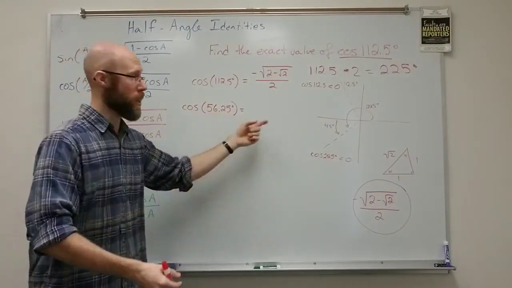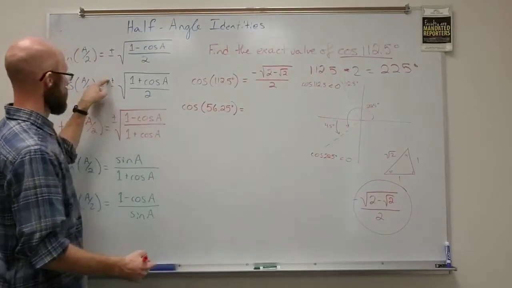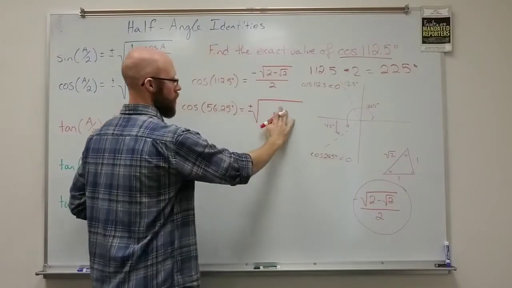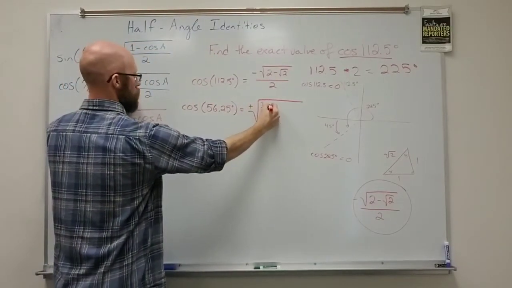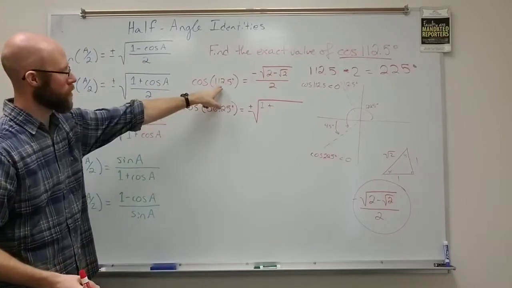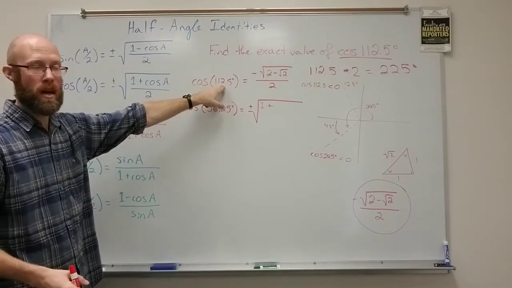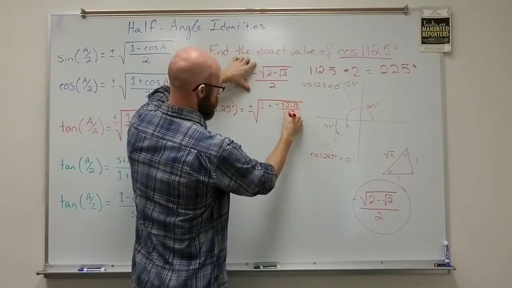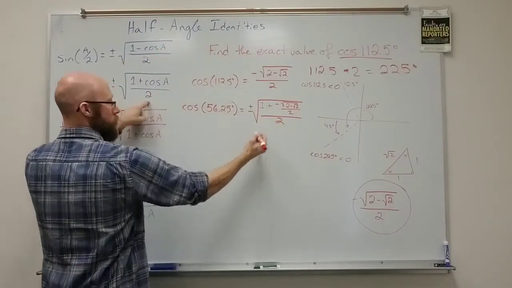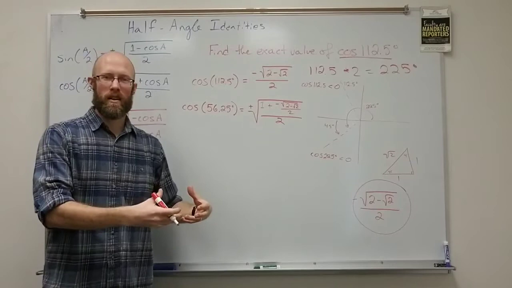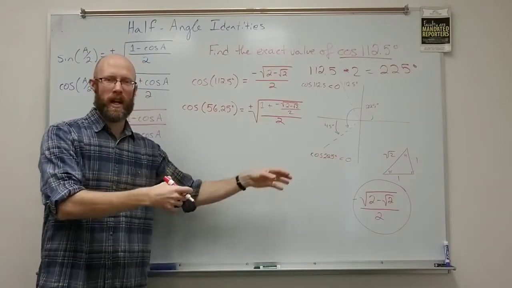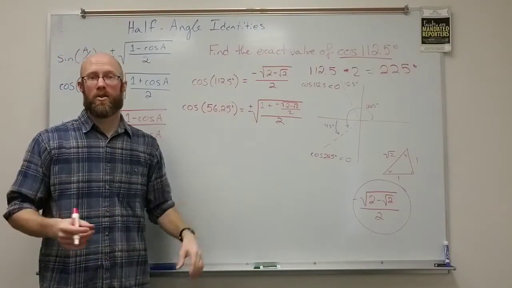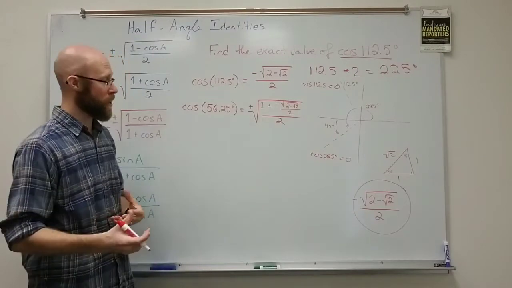56.25 is a first quadrant angle, so it's going to be positive. We would select the positive option. And then under the root, I'd have 1 plus the cosine of A. Well, the cosine of A, that's the original angle, which is this thing. So it'd be a negative root of 2 minus root 2 all over 2, and then all over that 2. And you can see how you can start to nest these one inside the other as you cut them in half, okay? This really gives us the opportunity to find a slew of angles, right? Exact values for many different angles.